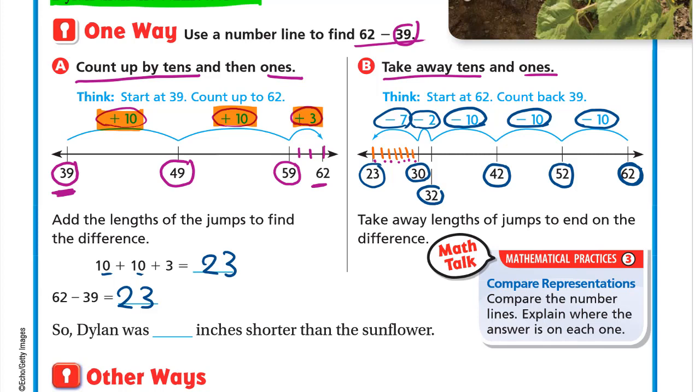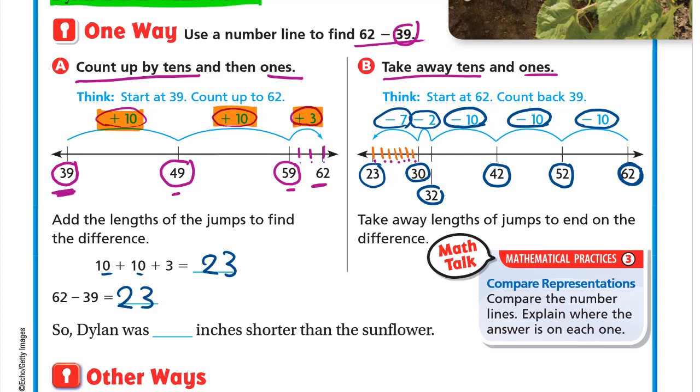Okay, so here from the 39 we added 10, we got 49, one more 10, we got 59. We can't add more tens because we will get 69. So we will count after 59 until we get 62. So after 59: 60, 61, 62. So we added 3 more. So look up, we have 10 plus 10 plus 3, so it's 23. So from 39 to 62, it's 23.